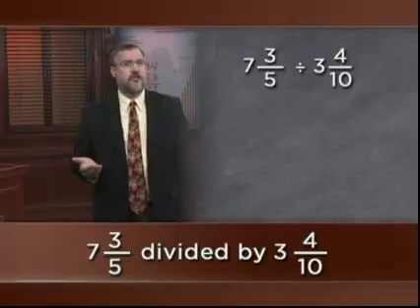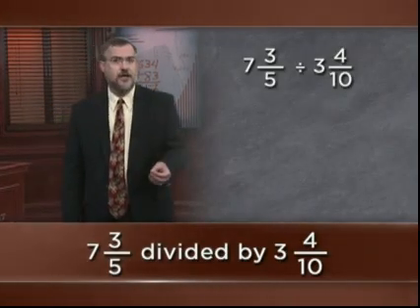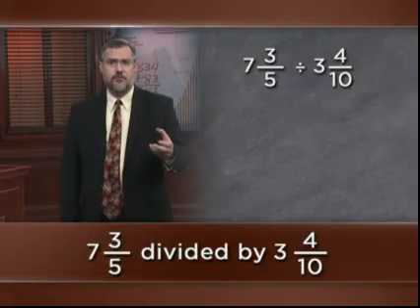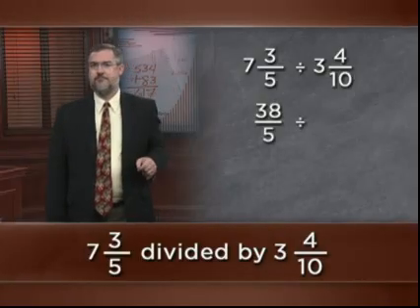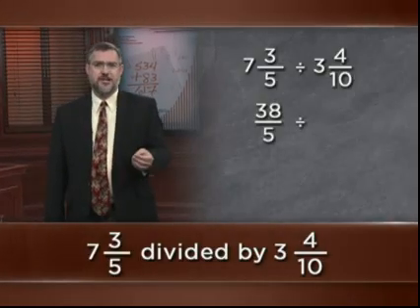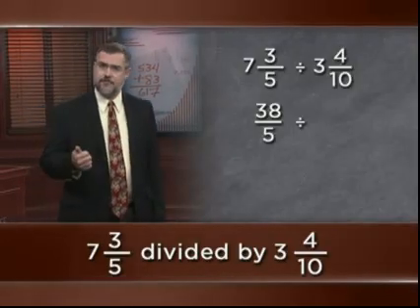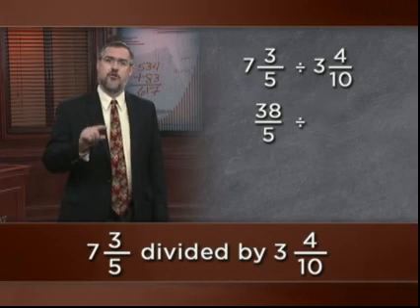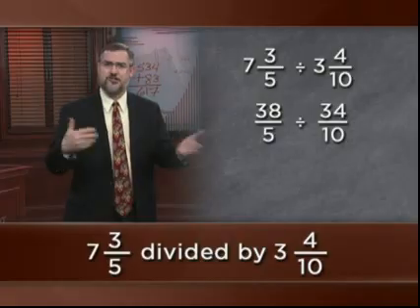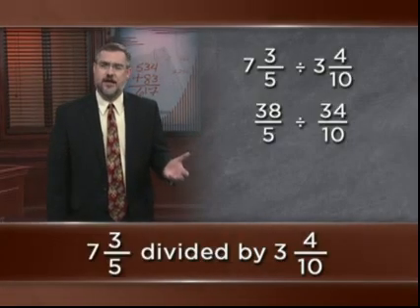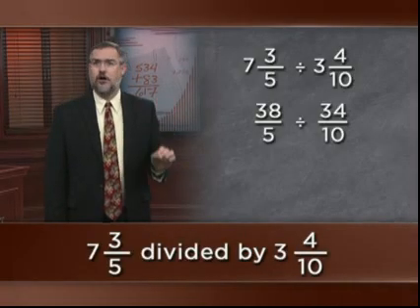Well, we know that 7 times 5 is 35, and 35 plus 3 is 38. So that first mixed number can be rewritten as an improper fraction, 38 over 5. We also know that 3 times 10 equals 30, and 30 plus 4 equals 34. So the second fraction can be rewritten as 34 over 10. And that means that the original problem that had two mixed numbers in it can be rewritten as 38 over 5 divided by 34 over 10.